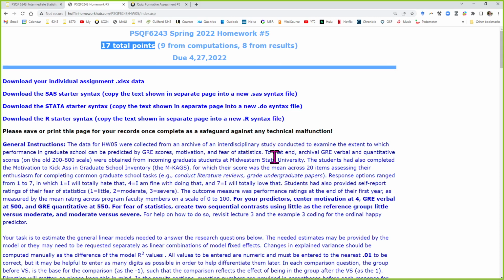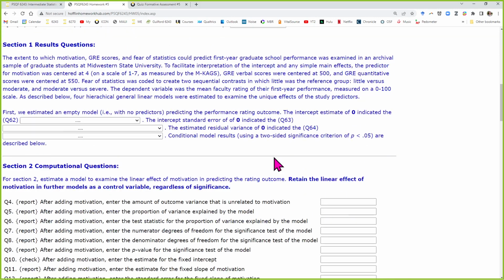So to keep the workload comparable across people who are using each package, rather than having you write additional code to compute semi-partial eta squares for sets of predictors, I'm asking you just to literally calculate the difference in R-square across models. So you don't have to ask for that. That is a manual calculation.